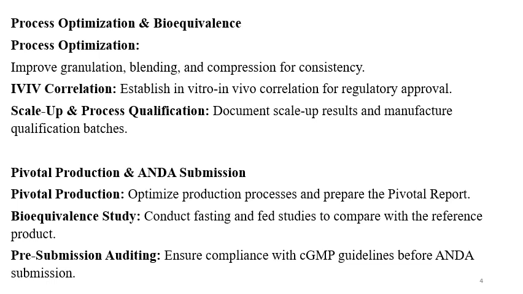Then once you clear the scale up activities and you have the final process, final composition, then you go for the pivotal batch manufacturing or exhibit batch manufacturing, pivotal batches production, and ANDA submission. Pivotal production involves optimizing the production process and prepare the pivotal report.